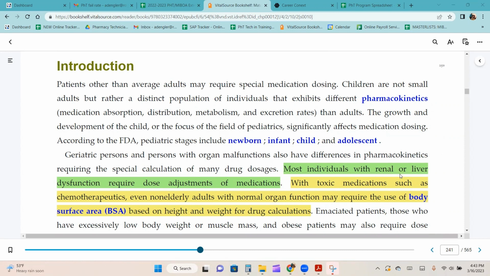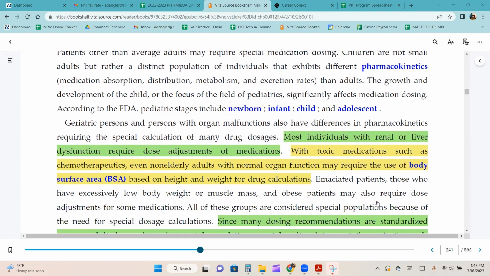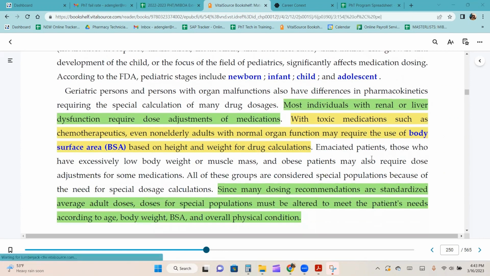The growth and development of the child, or the focus of the field of pediatrics, significantly affects medication dosing. According to the FDA, pediatric stages include newborn, infant, child, and adolescent. Geriatric persons and persons with organ malfunctions also have differences in pharmacokinetics, requiring the special calculation of many drug dosages. Most individuals with renal or liver dysfunction require dose adjustments of medication.